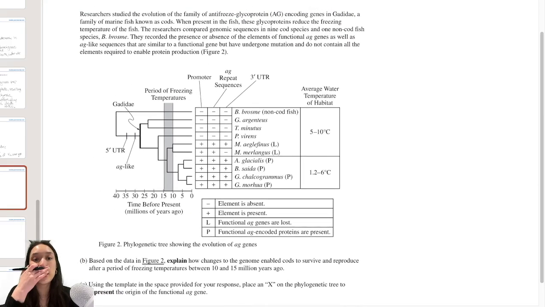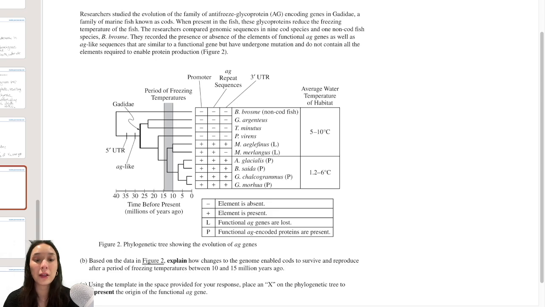This says, researchers studied the evolution of the family of antifreeze glycoprotein AG encoding genes in Gadidae, a family of marine fish known as cods. When present in the fish, these glycoproteins reduce the freezing temperature of the fish. The researchers compared genomic sequences in 9 cod species and 1 non-cod fish species, B. brosme. They recorded the presence or absence of the elements of functional AG genes as well as AG-like sequences that are similar to a functional gene but have undergone mutation and do not contain all the elements required to enable protein production. And this is seen in figure 2.